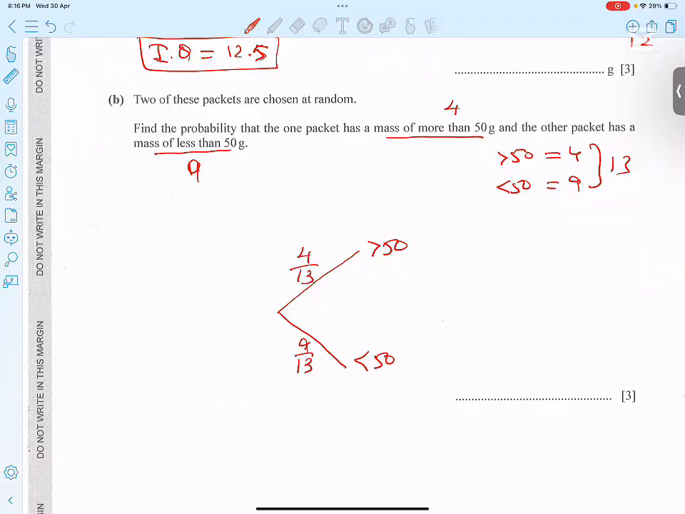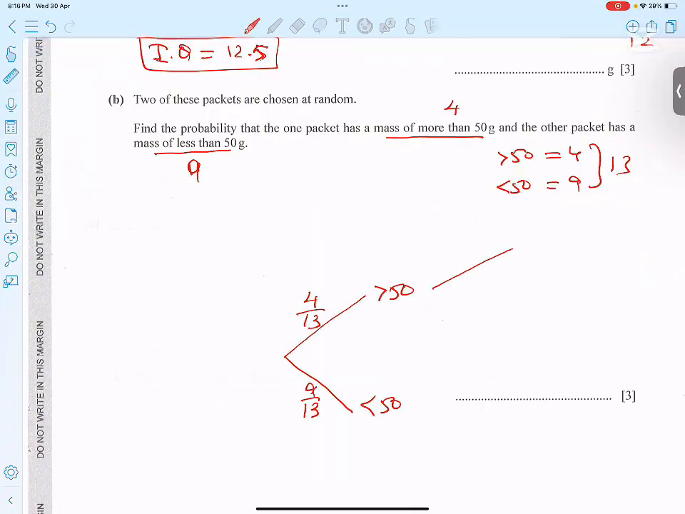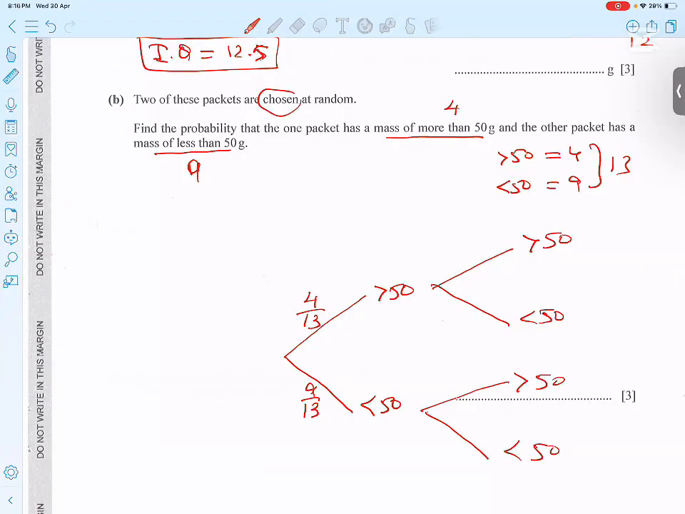Here, 9 out of 13. Now, students, he said a situation is what we have. Now, this is another branch. I have to make it more than 50, less than 50. If we can do it without a tree diagram, even just for the sake of your extra knowledge and confirmation. He said chosen. Whenever chosen is behaving like without replacement, without.